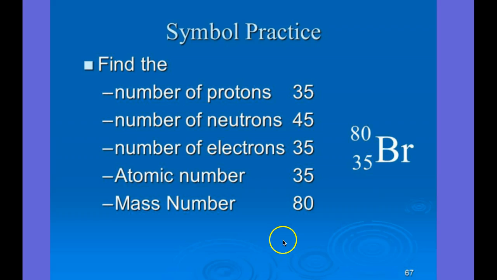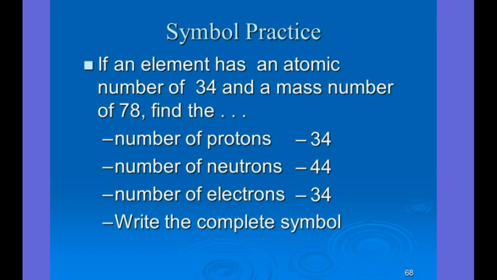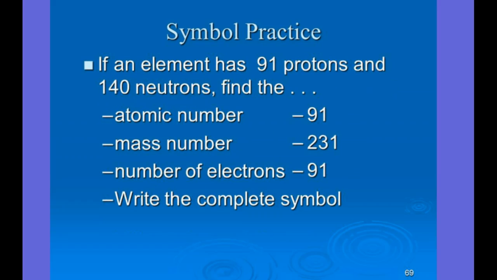So here is another element. The number of protons is 35, so that's the atomic number, and I would put it at the bottom left. The number of neutrons is 45, so I might go 35 plus 45, and that gives me 80, which is the mass number. The electrons aren't telling us much here. Again, the atomic number came from there or there, and the mass number was here, which we already figured out. I think we've had enough symbol practice.